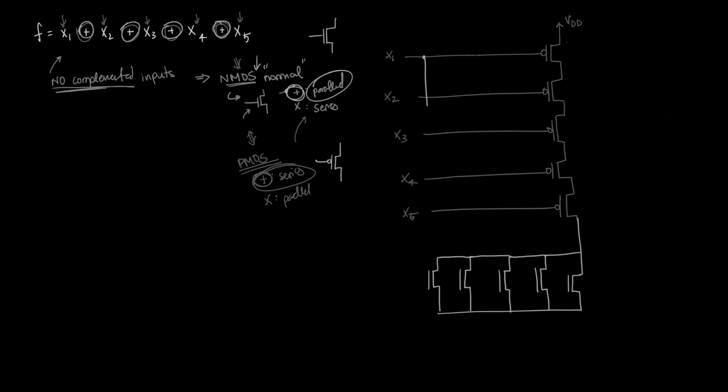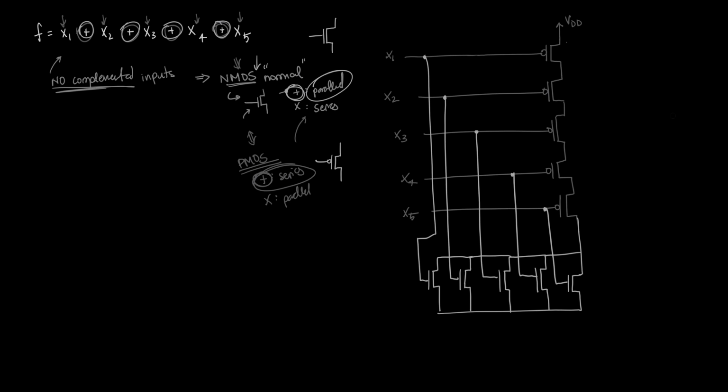I've done a bad job drawing this, but X1 is going to connect that way. You can just connect it off the same wire and connect it there. X2 is going to connect here. X3 is going to connect here. X4 is going to connect here. X5 is going to connect here. So now you've drawn the NMOS part of this circuit. This is the NMOS part, and this here is the PMOS part.